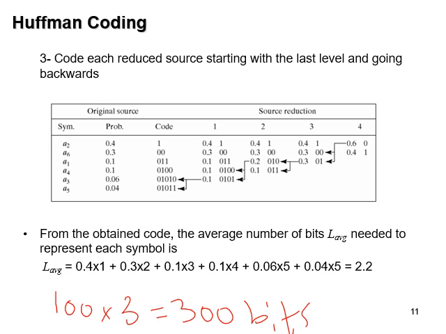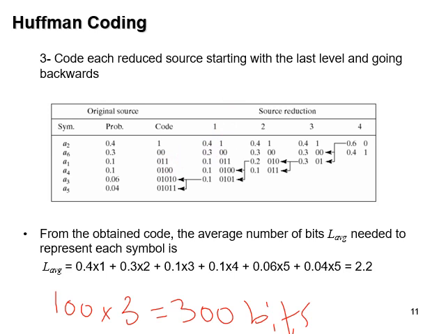So again, assuming that we have 100 pixels, let's assume symbol A2 represents a certain gray level. This one appeared in 0.4, like 40% of the pixels, and that symbol has a code that's just 1 bit. The gray level A6 appeared in 30% of the pixels. It has a code of 2 bits long. This one, 10%, 3 bits long, and so on.